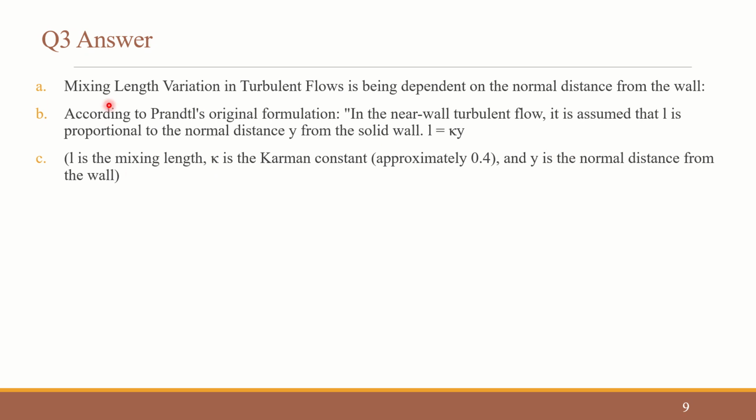So mixing length variation in turbulent flows is dependent on the normal distance from the wall. That comes from Prandtl's original formulation, wherein it is stated that in near wall turbulent flows, it is assumed that L is proportional to the normal distance y from the solid wall, where L is the mixing length and y is the normal distance from the solid wall. And for that proportionality, we are introducing the Kármán constant, which is approximately 0.4 in most cases.